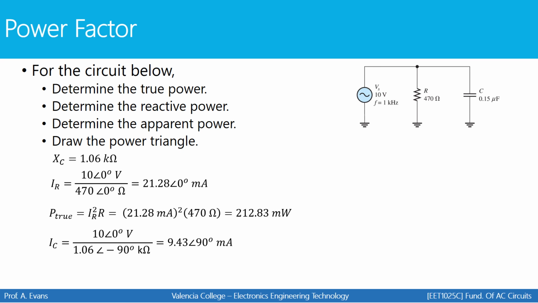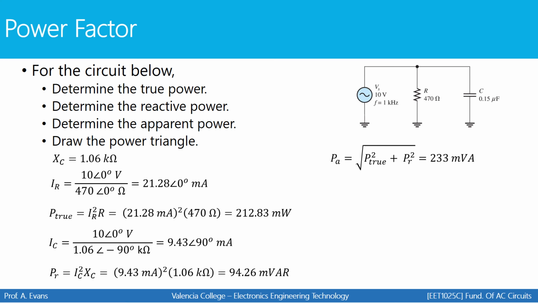And we can find IC using Ohm's law, and then find reactive power using the current through the capacitor. So we have two pieces of our power triangle. Now we need the third piece. Well, remember that the apparent power is the hypotenuse, and the true power and the reactive power are the two legs. So you can use the Pythagorean theorem to find apparent power. That's one way you could do it.